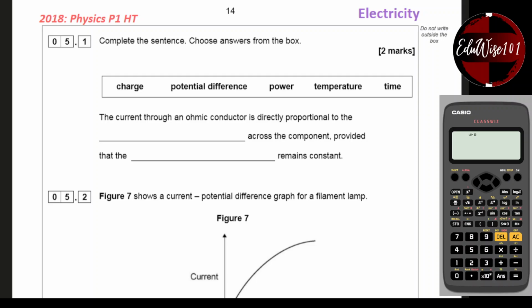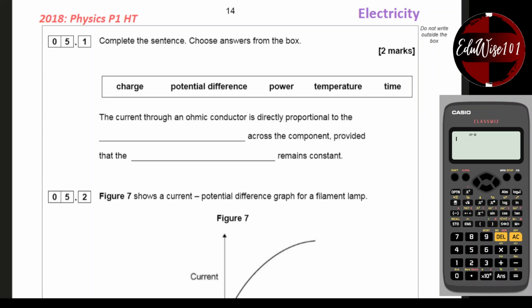In this video, I'm going to go through the AQA 2018 Physics Paper 1 Higher Tier. Question number 5, which is on the topic of electricity. Complete the sentence, choose answers from the box. The current from an ohmic conductor is directly proportional to what across the component.